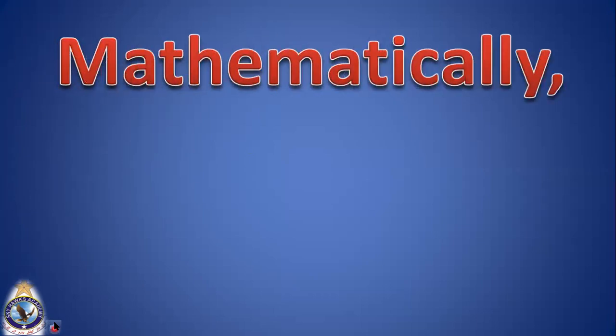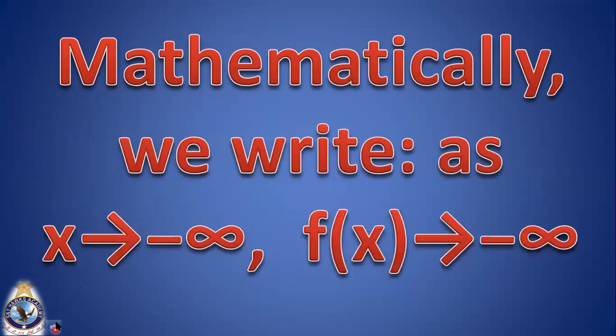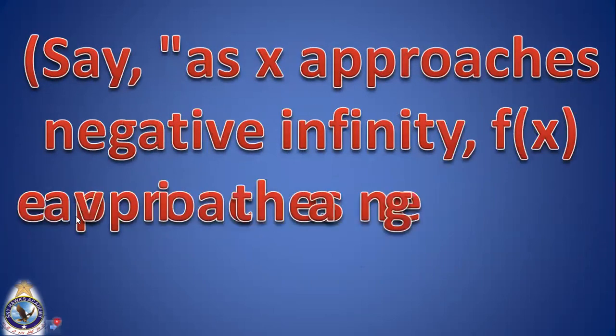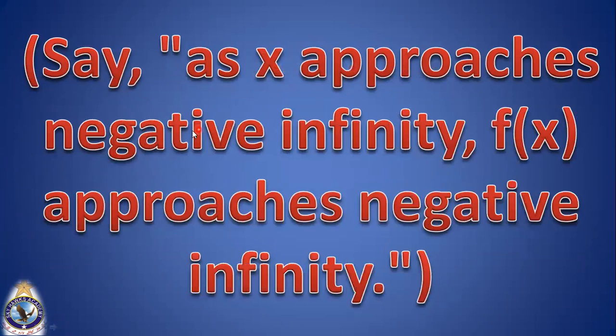Let's see what is next. Mathematically, that was the graphical, pictorial view of it, so from there we can visualize what is going on mathematically. Well, let's see. We write that as x tends to negative infinity, then f(x), our function, also approaches minus infinity. So we can say, as x approaches negative infinity, f(x) approaches negative infinity also.